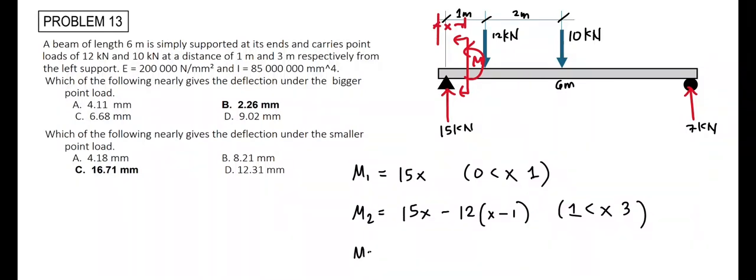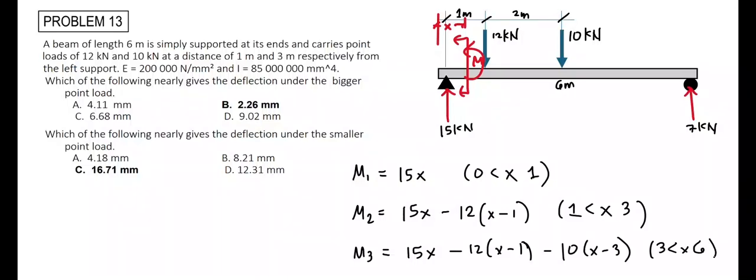And for our third moment equation, we have 15x minus 12 times x minus 1 minus the 10 kilonewton force times the moment arm distance of x minus 3, which only holds true for x that is between 3 and 6 meters, going from the midpoint to the right support.